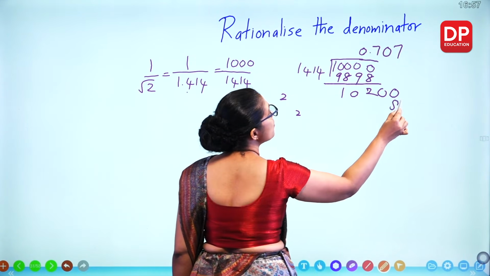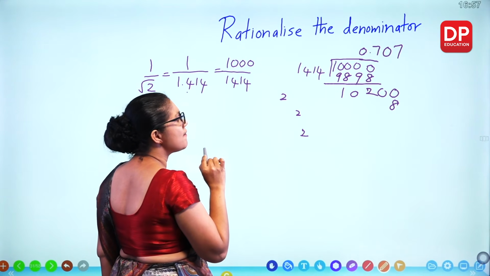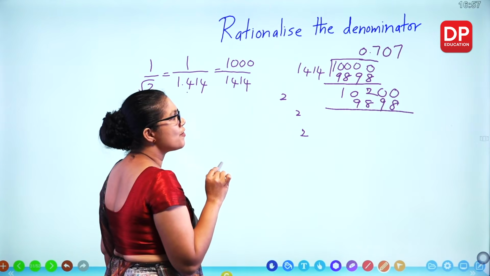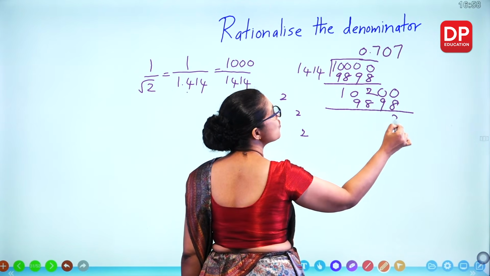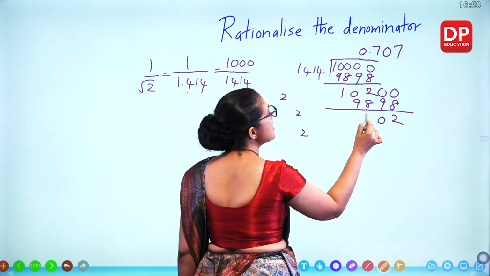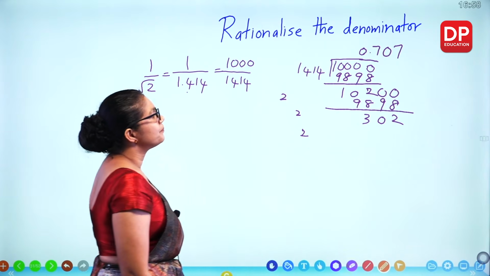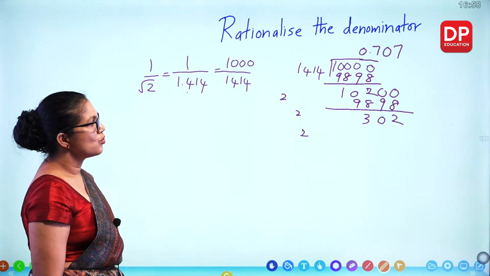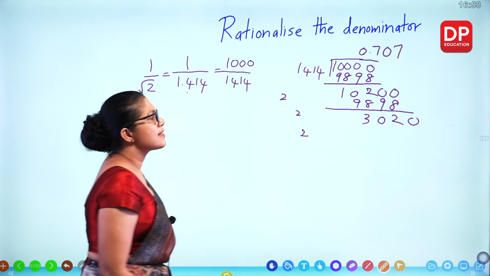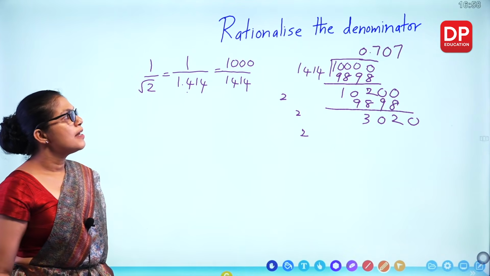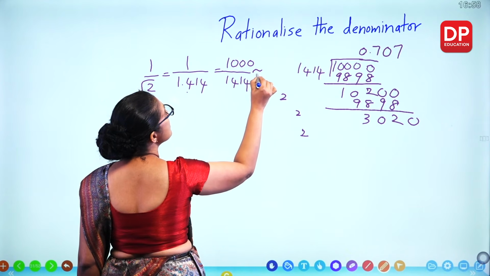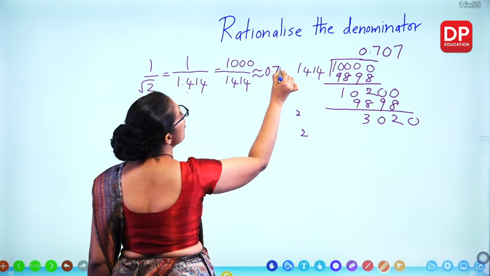7 times 4, 28. 2 remaining. 7 times 1, 7 plus 2, 9. Here we did the multiplication. And when we subtract, what do you get? 10 minus 8 is 2. 9 minus 9, 0. 11 minus 8 is 3. So 302. And again, if you want this number, you are doing this again and again. So roughly 0.707. So I can write this answer as 0.707.